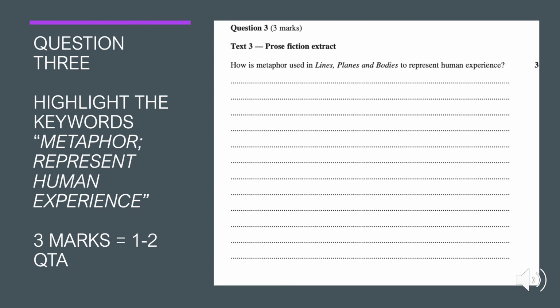And here we have question 3: how is metaphor used in lines, planes and bodies to represent human experience? And again, it's worth 3 marks. So we're going to be spending 6 minutes on this question, and we're going to be looking for 1 to 2 supporting QTAs. Now highlight the keywords in this question: metaphor and represent human experience.